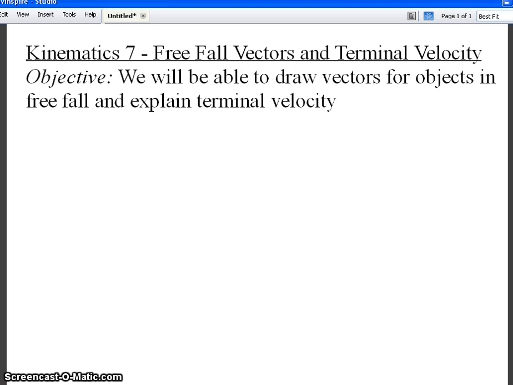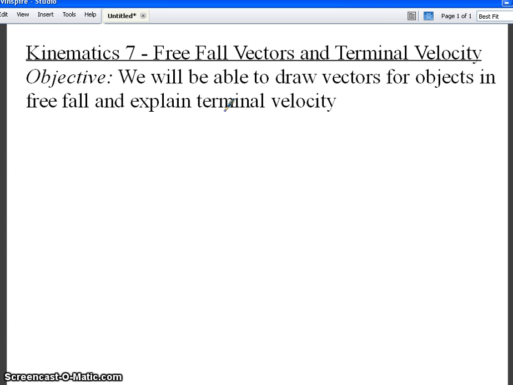Good morning, class, and welcome to this lesson on Kinematics 7, free fall vectors and terminal velocity. This is going to be like free fall part 2, okay? We will be able to draw vectors for objects in free fall and explain terminal velocity. So we're going to get a little better conceptual understanding of free fall and then talk about this concept of terminal velocity and what that means, okay?